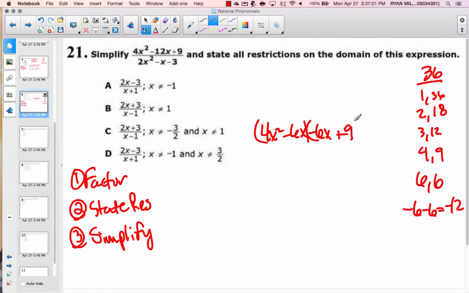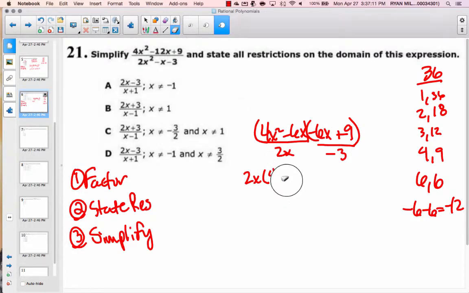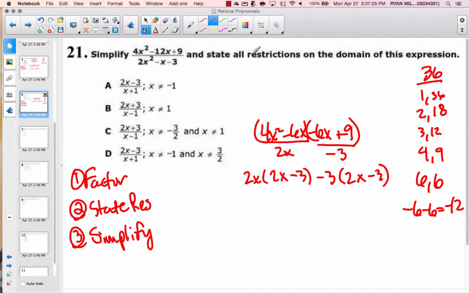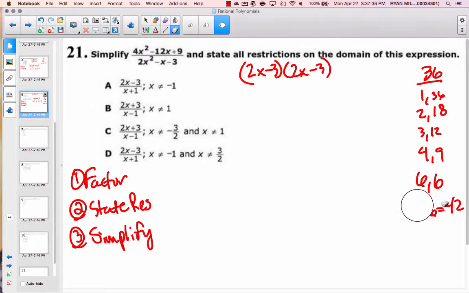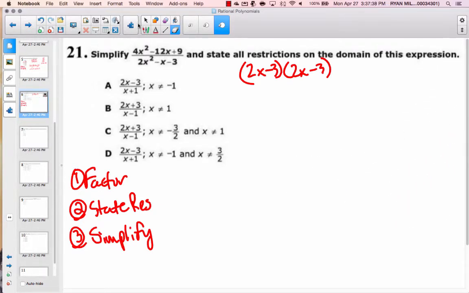Throw in my grouping symbols. Here I'm going to take out a 2x. Here I'm going to take out a negative 3. So I get 2x open, nope, I forgot to simplify when I took it out. 2x minus 3, negative 3 open 2x minus 3. So on top, I'm going to have 2x minus 3 and 2x minus 3. That was actually a perfect square trinomial, and if I would have realized that, I could have factored that with a pattern and made that quicker, but not the end of the world.